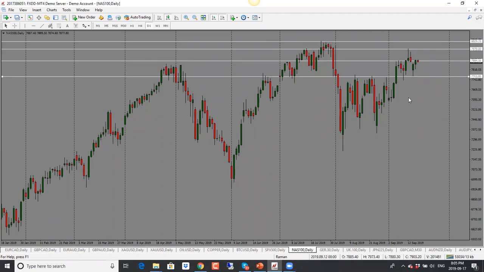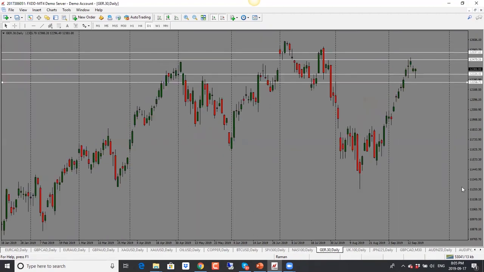Nasdaq here, this one is also bullish. We have a bullish candle close. It is into resistance, so it needs to hold on the other side for the move to really continue. But bullish bias here, 79.70 is the target to the upside for Nasdaq.